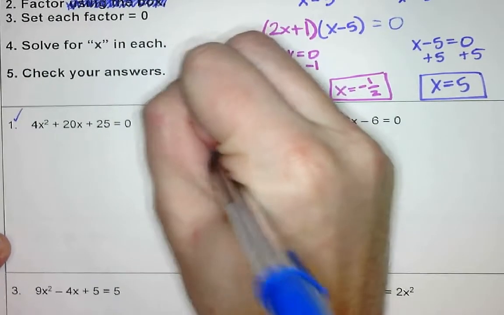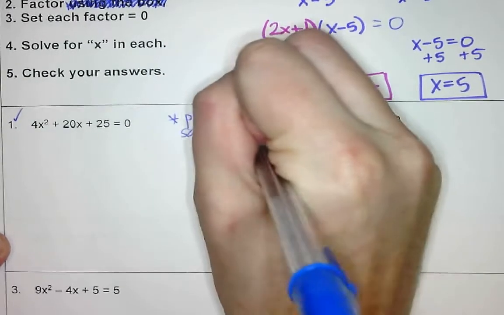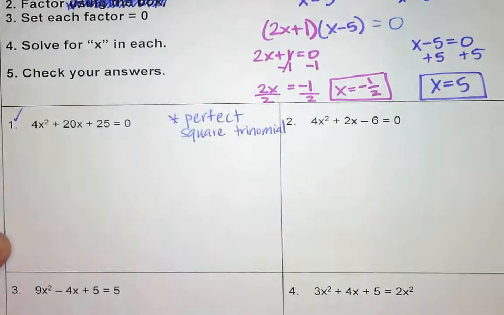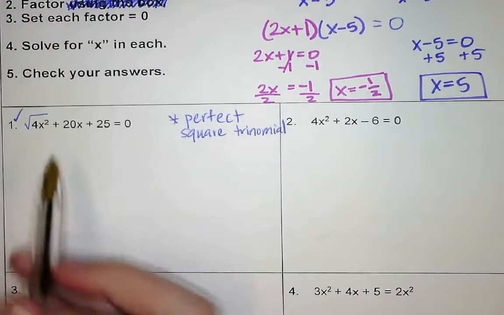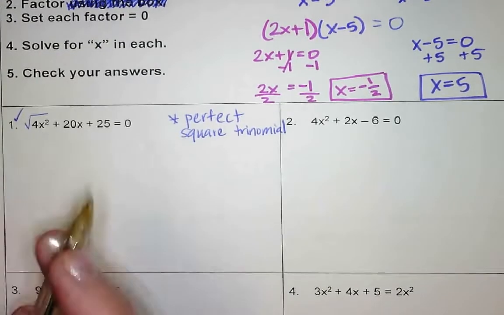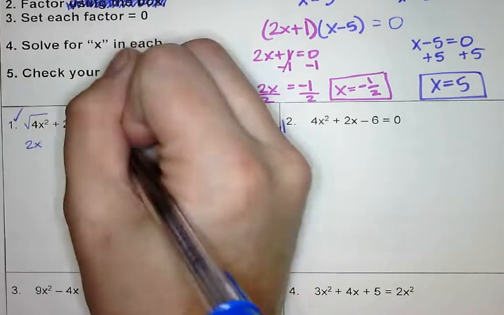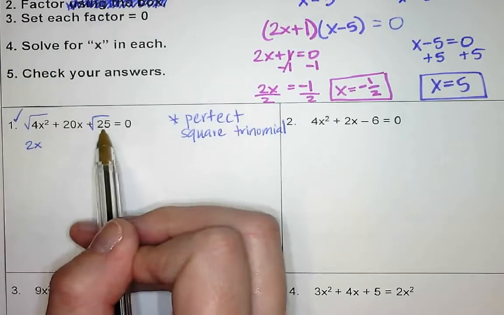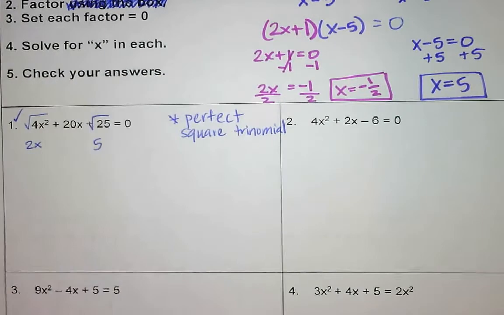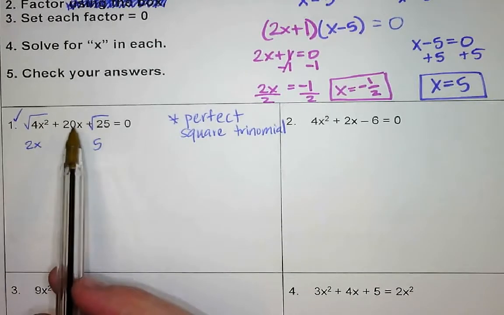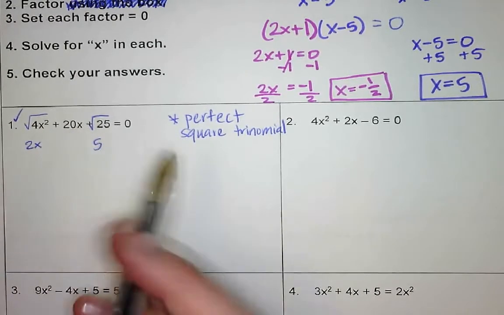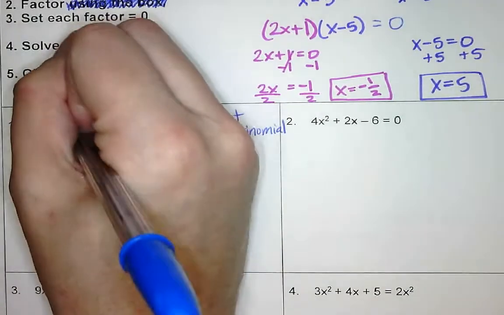But guys, if we take the square root of 4x squared, what's that going to give us? 2x. What's the square root of 25? 5. 2x times 5 is 10. You double that. Do we get 20 right there? We sure do. So what is my actual factored form of this problem right here? 2x plus 5 squared equals 0. Do y'all feel good about that?